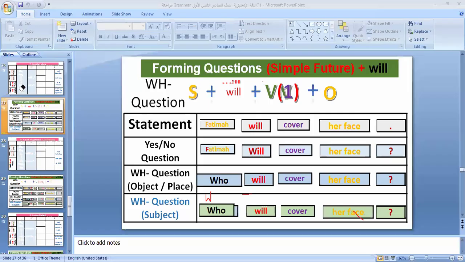Today we explain the present perfect tense, the past perfect tense, and the simple and future simple tense. Okay, I will go to another one.